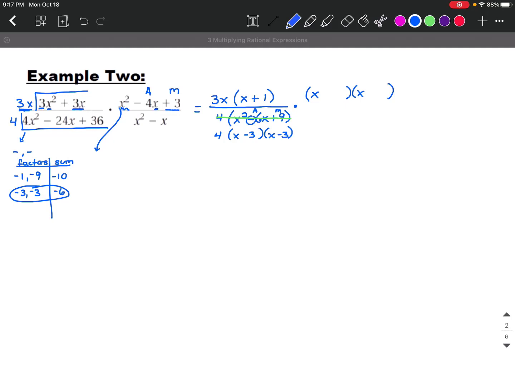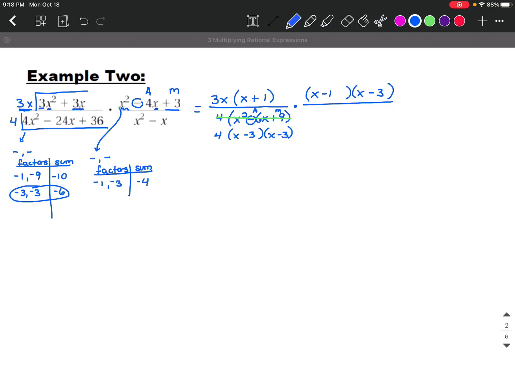Now, if they're multiplying to a positive number, the signs are the same. They're both going to be negative. Now, this shouldn't be too hard because the only numbers that multiply to 3 are 1 and 3. And if they're both negative, do they add to -4? Yes, they do. So we have a -1, -3. Okay. Now we're going to do the bottom one.